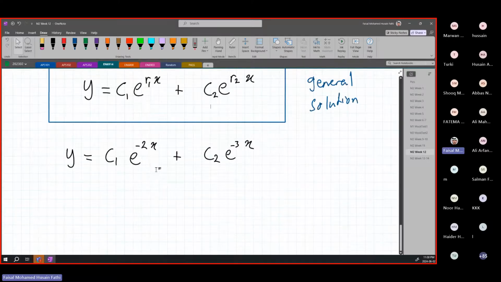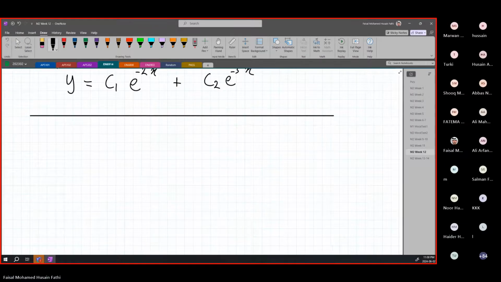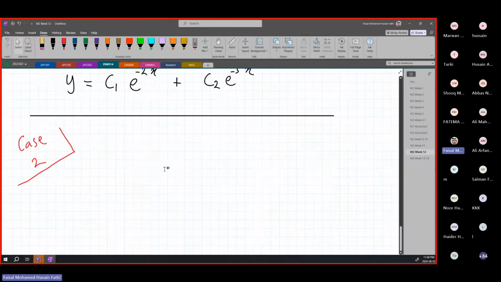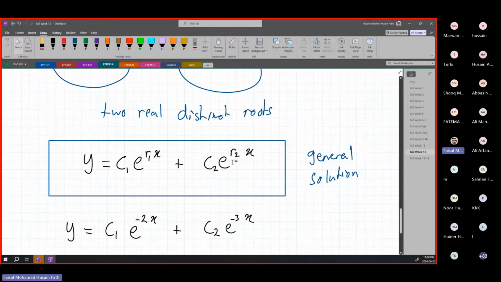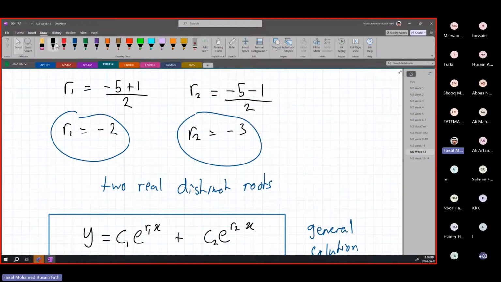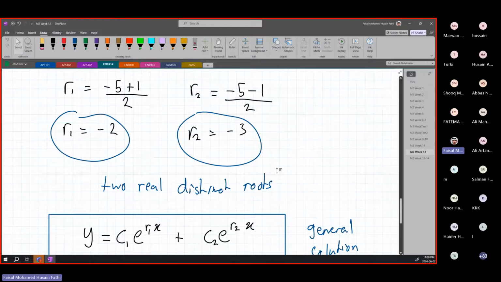Now, this was our first case. Let's look at our second case. Let's call this case 2. If they are minus 2 and plus 2, they are not multiples. They are considered distinct. The question he was asking is, what if I got minus 2 and plus 2? These are considered distinct. They are not the same value. They're not equal to each other.